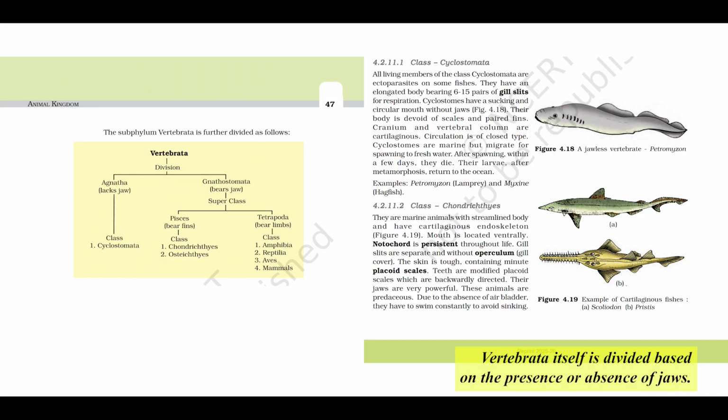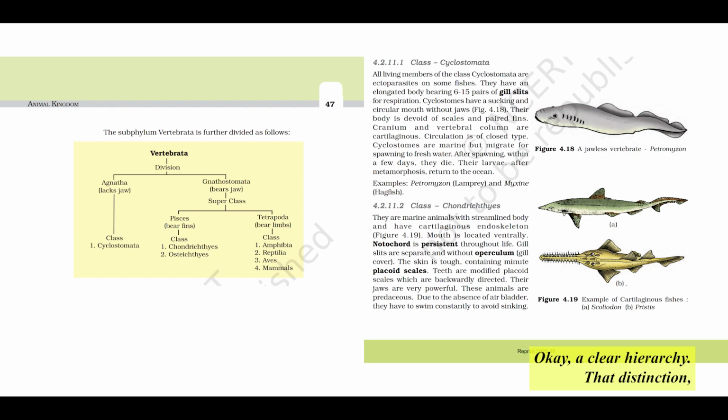Vertebrata itself is divided based on the presence or absence of jaws. Agnatha lacks jaws. This division includes only one living class, Cyclostomata. Gnathostomata bears jaws. This is the vast majority of vertebrates. It's further divided into 2 superclasses. Superclass Pisces, which bear fins. This includes the fishes. Class Chondrichthyes, cartilaginous fishes. And class Osteichthyes, or bony fishes. Superclass Tetrapoda, which bear limbs. This includes 4 classes. Class Amphibia, Class Reptilia, Class Aves, birds, and Class Mammalia. Agnatha versus Gnathostomata, then Pisces versus Tetrapoda.